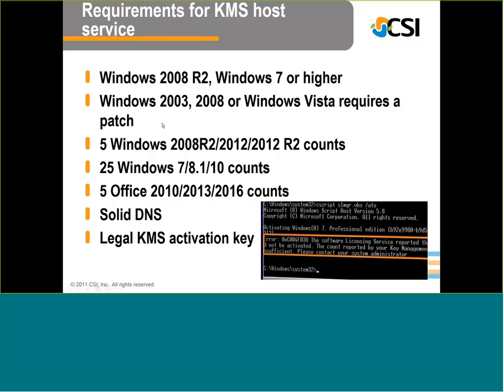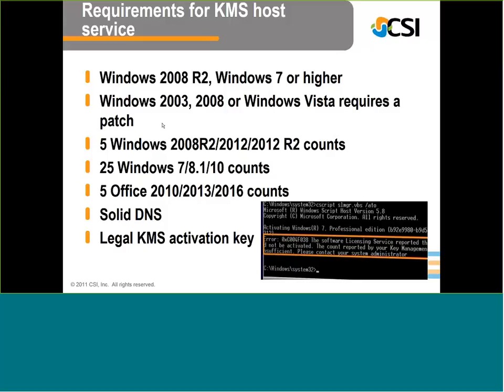What you need to get this going is a certain minimum count. If we're doing server OSs, we need 5 2008 R2, 2012, or 2012 R2 OS licenses to get KMS functional. If we're doing desktop OSs, we need 25 Windows 7, 8, 8.1, or 10 OS licenses. The interesting thing about the 25 is whatever your server count is gets deducted from the 25.